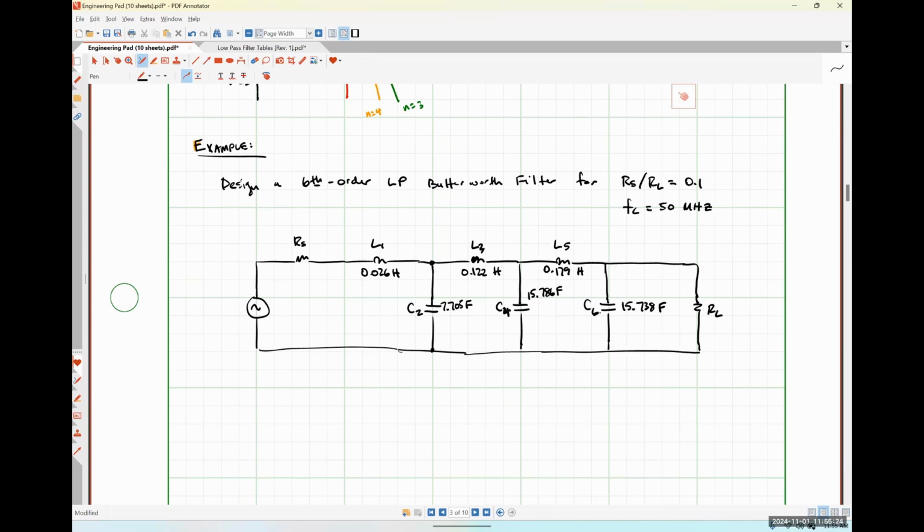Okay, so we aren't given anything specifically about what the values of RS and RL are, other than their ratio is 10 to 1. So we might just put 100 ohms here and 10 ohms here and call it a day. That satisfies it. So there we go. Okay, so now we need to figure out our scaling stuff.